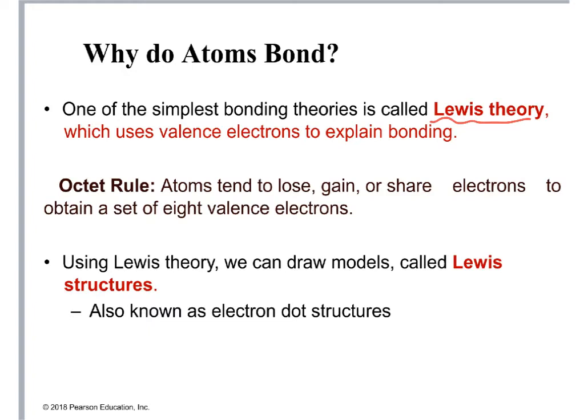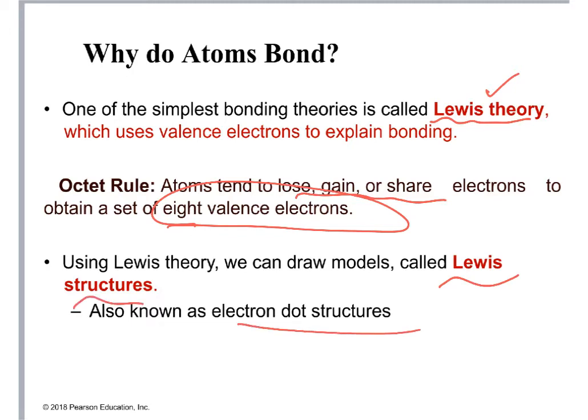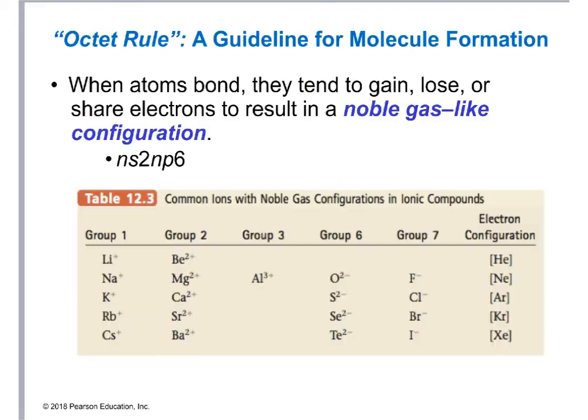And the driving force, according to the Lewis theory, for making any chemical bond is that atoms tend to lose, gain, or share electrons, whatever they need to do to get a full outer shell of electrons, which is 8 valence electrons. So, Lewis dot structures, also known as electron dot structures.